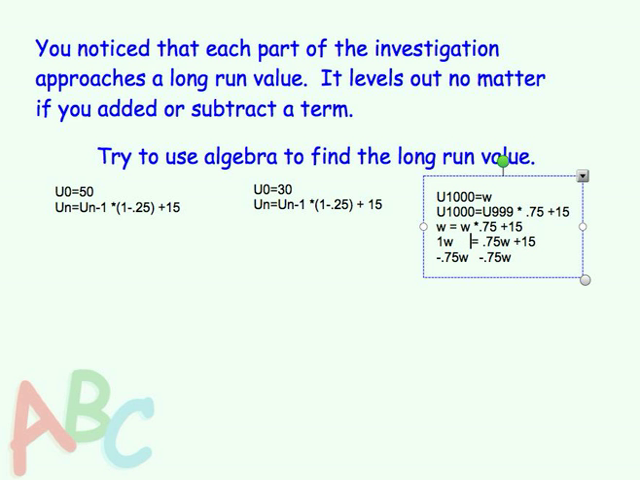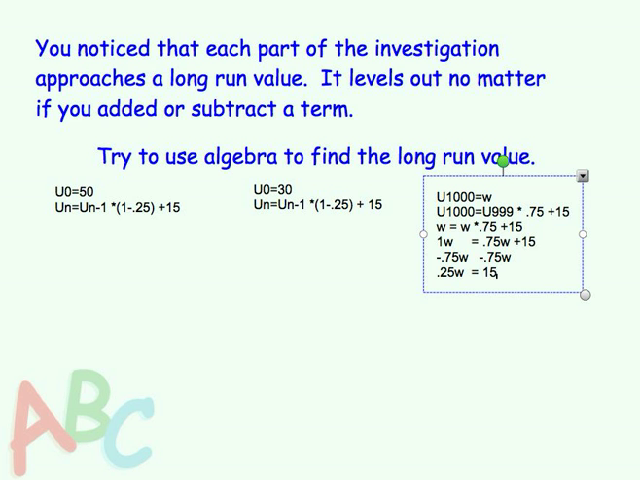Get some spacing in here. All right. Now, here's what I have. 1W minus 0.75W becomes 0.25W. That will equal, well, 0.75W minus 0.75W will be 0. So then I have 15.